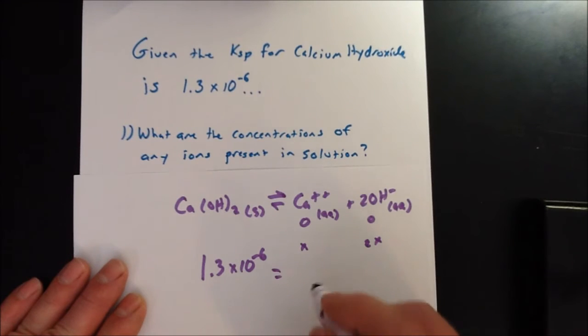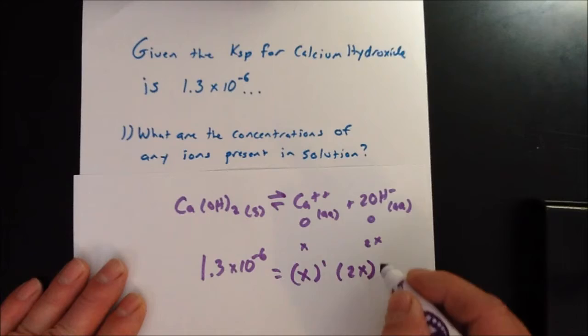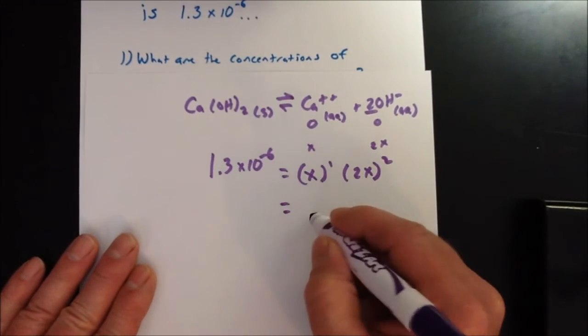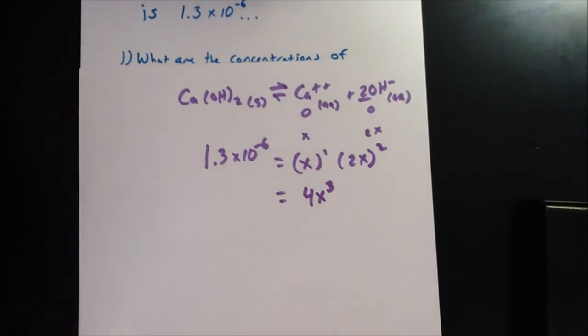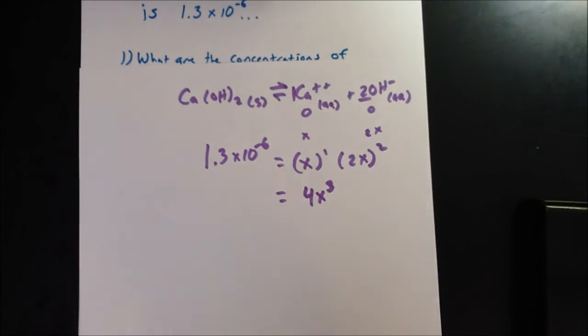So 1.3 times 10 to the negative 6 equals x to the first, 2x quantity to the second. So it is equal to 4x cubed. We've seen that number a few times. Don't think everything is 4x cubed. It's just because there's 1 and 2 that it does that. We could have other situations where we have 2 and 3 and things of that nature as well.